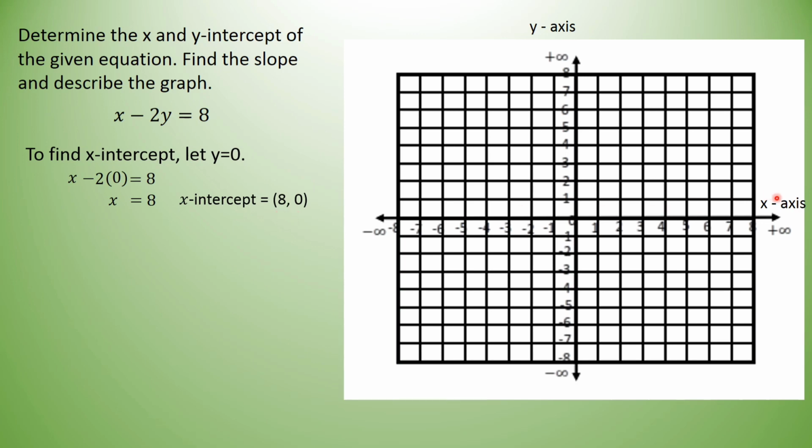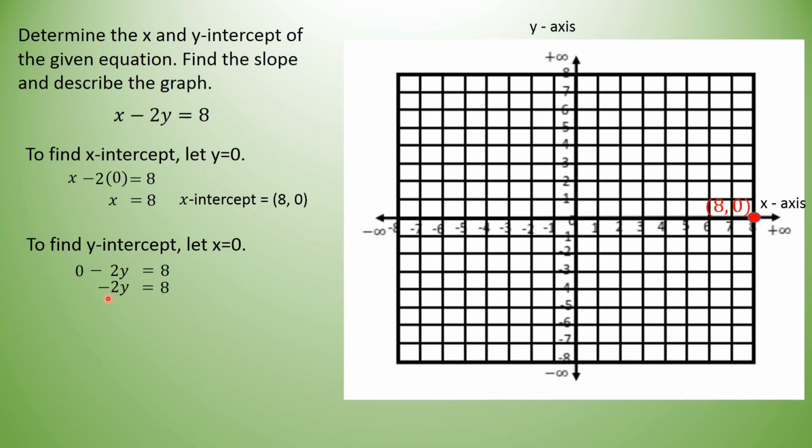So kung ipa-plot natin siya sa ating Cartesian plane, andito siya sa ating x-axis. So we have here (8, 0). Next, let us find the value of our y-intercept. So para makuha ang y-intercept, let x be equal to 0. So x will be replaced by 0. So that would be 0 minus 2y equals 8. So 0 minus 2y is equal to negative 2y and then bring down equals 8.